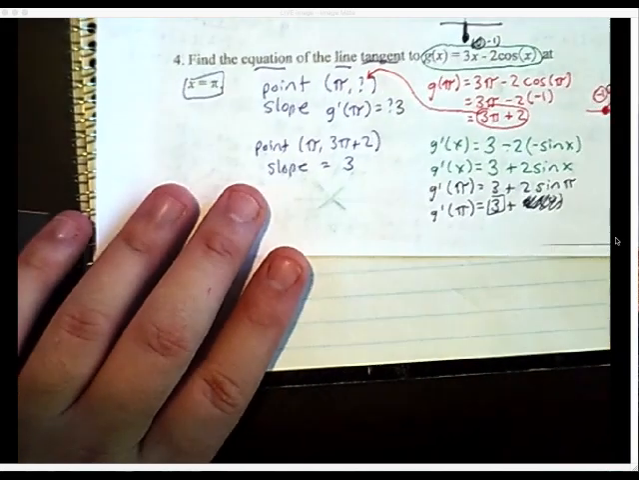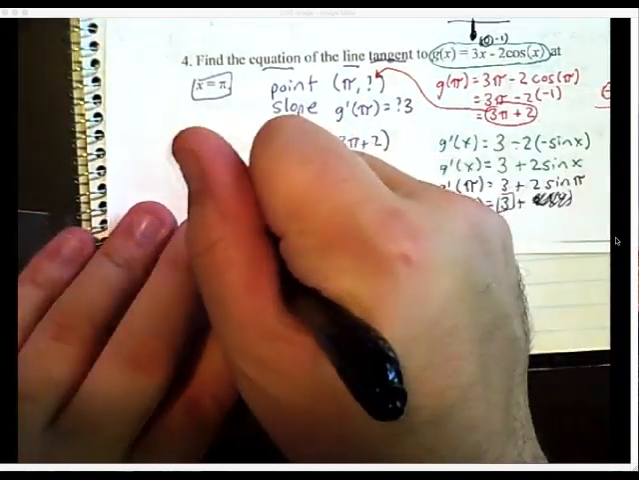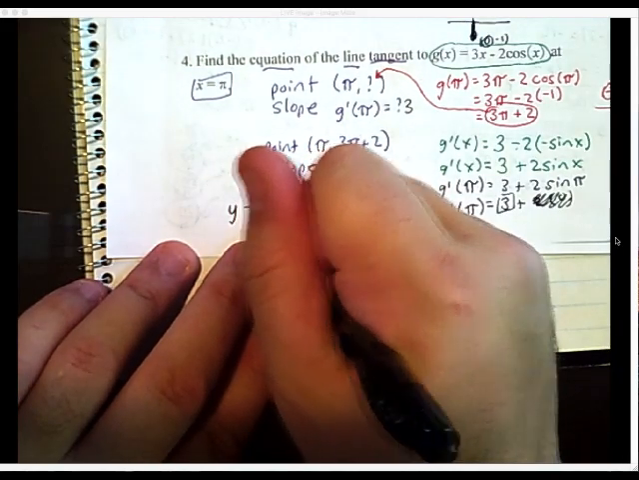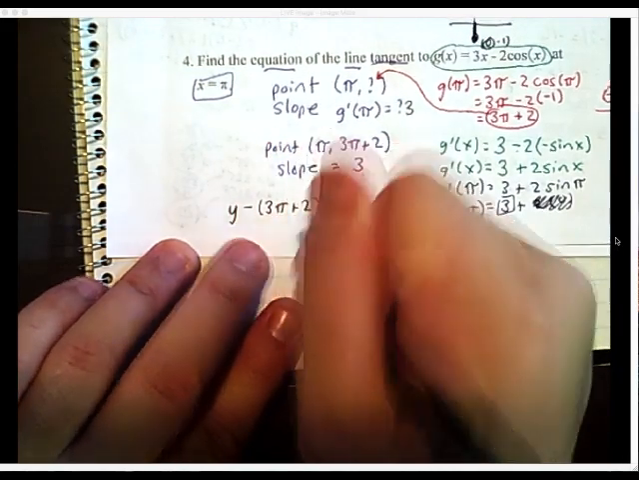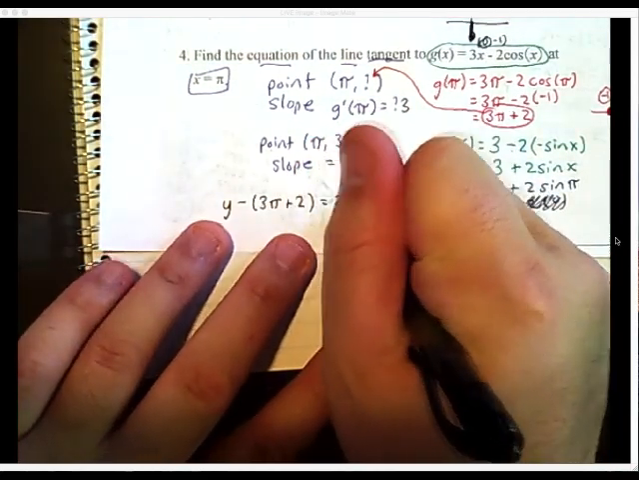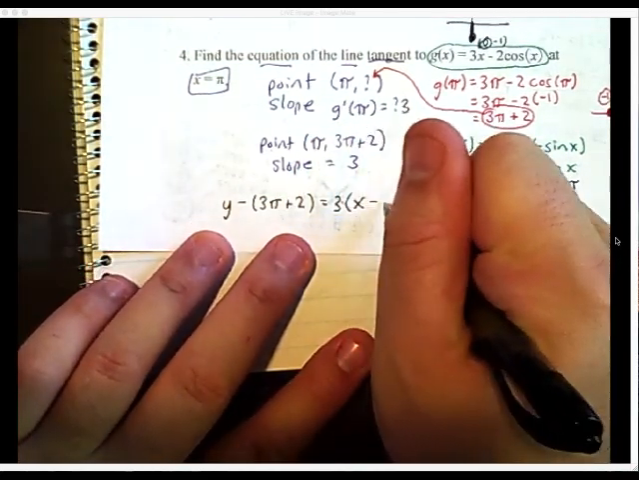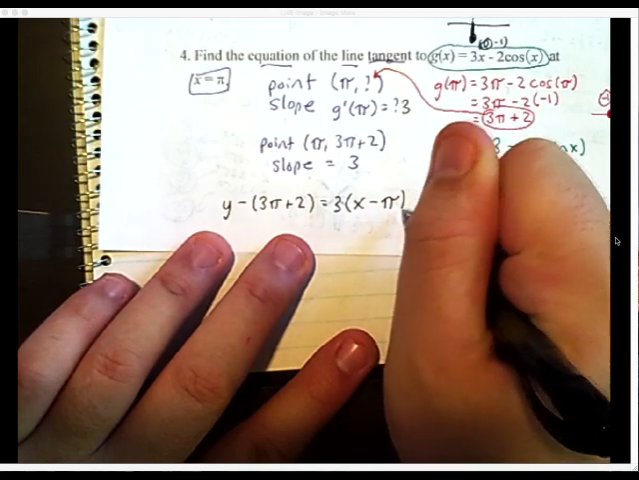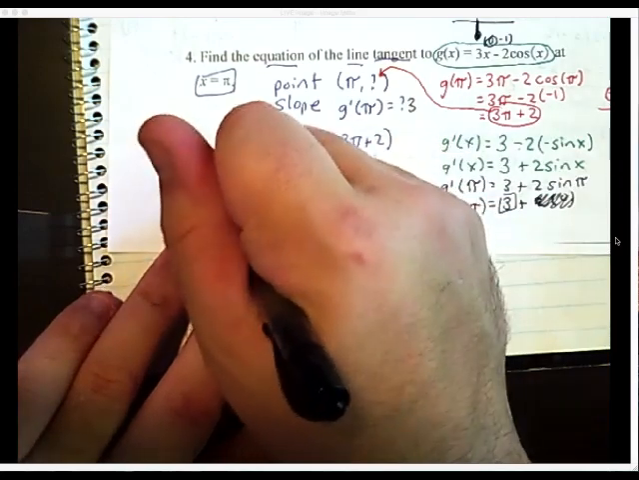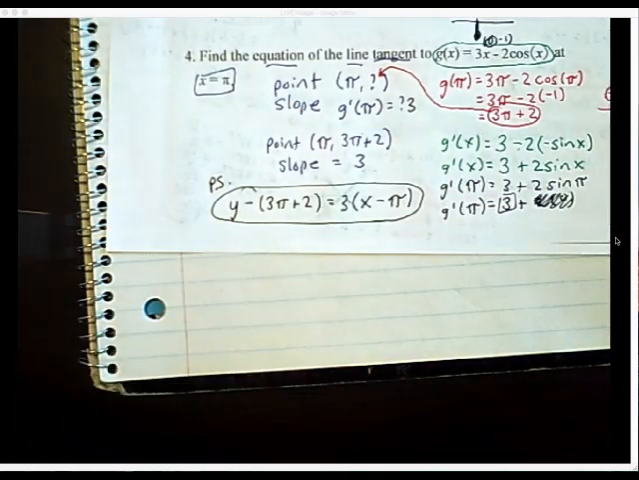Now I can write the equation of the tangent line. Y minus the y value, the entire y value, so I'm just going to keep that in parentheses, equals the slope times the quantity x minus the x value of the point. And you can leave it just like that, because that's in point slope form. That's the equation of the tangent line.